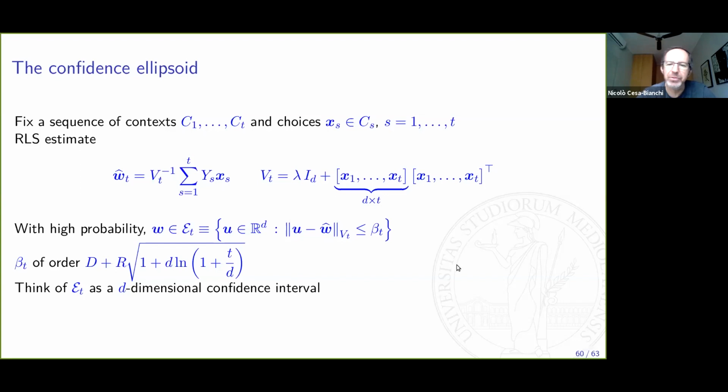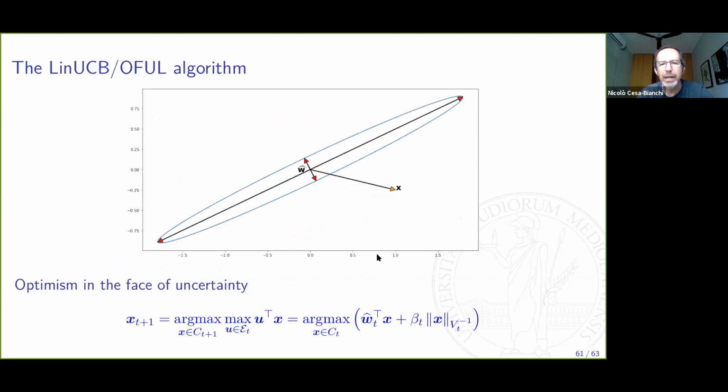And now it turns out that you can prove a property of your regularized least squares estimate: basically, that the latent vector will belong to an ellipsoid centered on the regularized least squares estimate, where the metric of the ellipsoid is defined by the covariance matrix of your past choices, and the radius is given by the parameters of the problem: time, number of dimensions, variance of the noise, and the Euclidean norm of the latent W. And here's the picture.